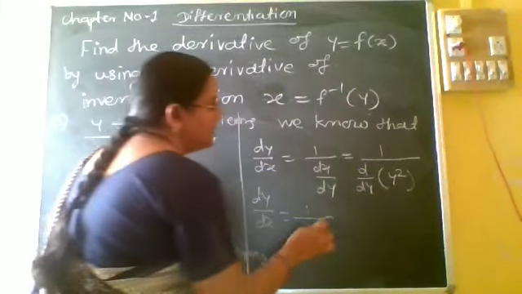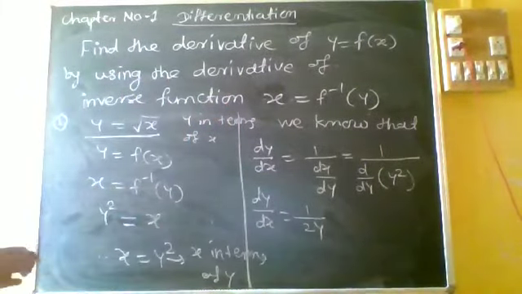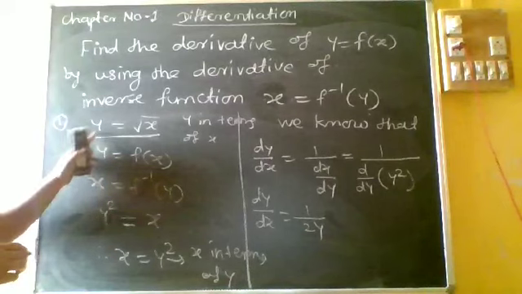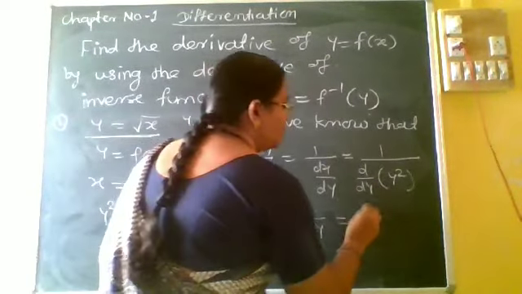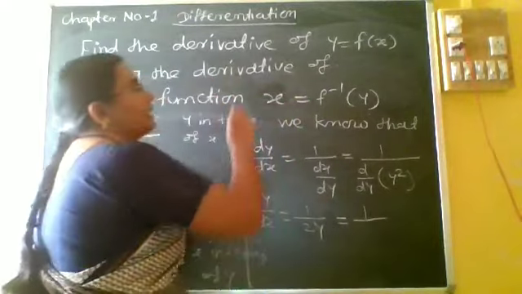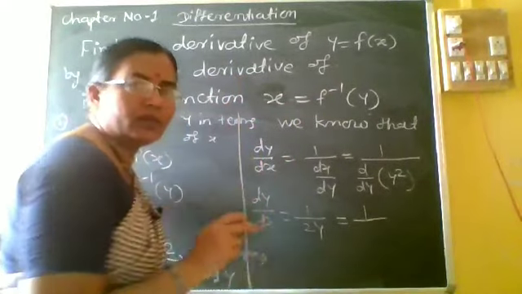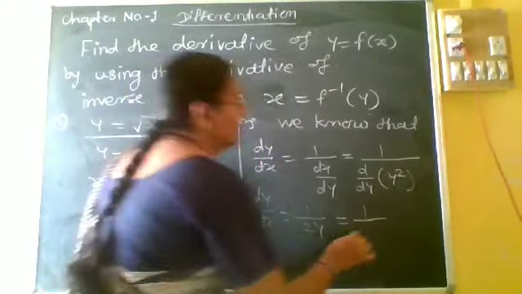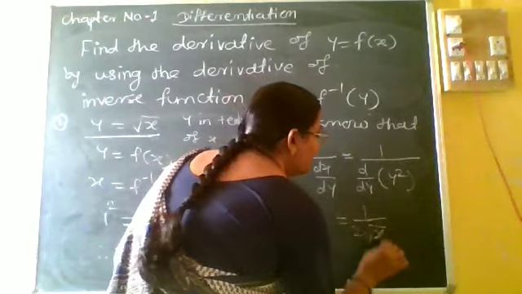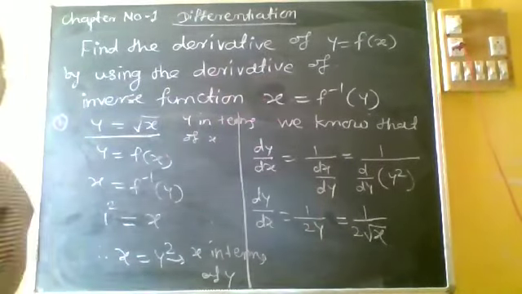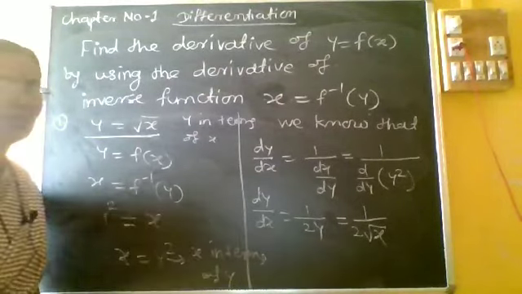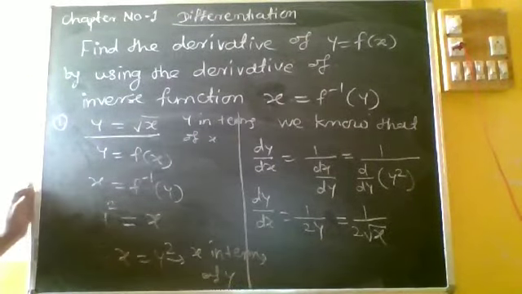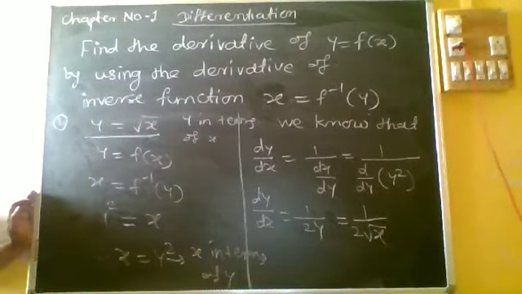This y is written in terms of x. What is y? y is equal to root of x. And we get the derivative of the given function by using the derivative of inverse function. That is 1 upon 2 into root of x. Students, go through this example first and we will go to the next.